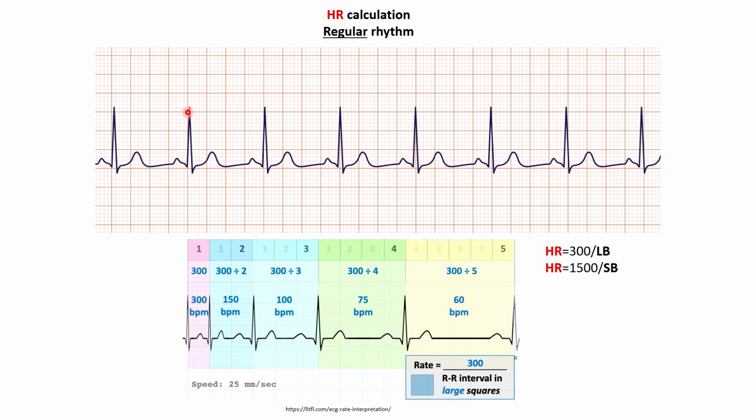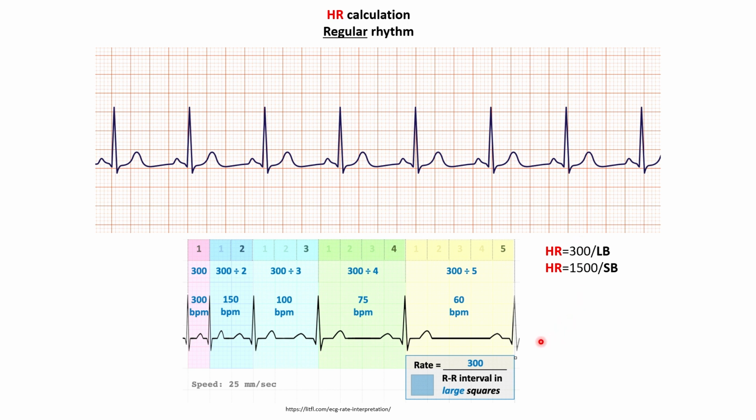There's one small box missing, but for the sake of argument, we will just count it as 4 large boxes. Let's now measure this one, 1, 2, 3, 4 as well. This one, 1, 2, 3, 4. So now we decide that this one has a regular rhythm. It beats regularly, on a regular pattern. Next, how do you calculate the heart rate? It will be according to this formula.